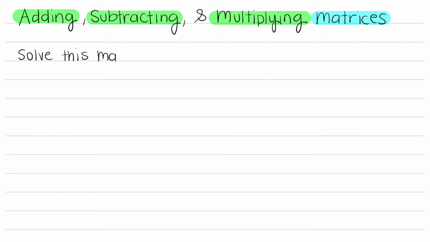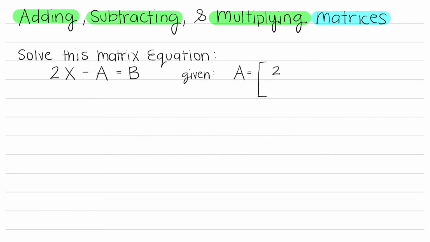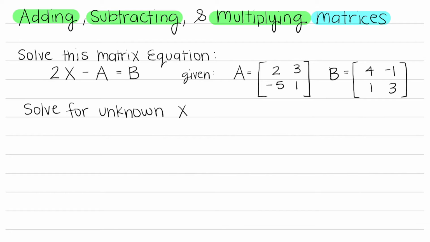Let's solve this matrix equation. We are given 2X minus A equals B, and all these capital letters X, A, and B are matrices. We were given that A equals [2, 3; -5, 1], and B equals [4, -1; 1, 3]. Let's solve for our unknown X.